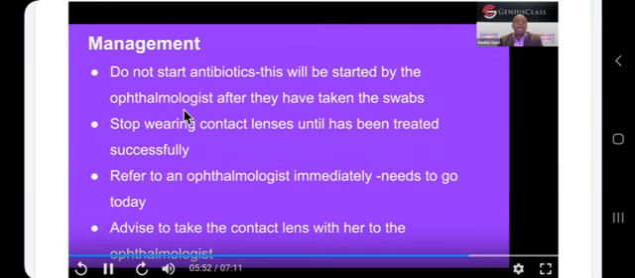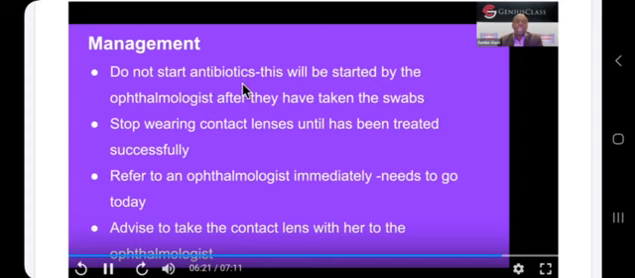Management. Now, we are an FY2 in a GP surgery. Do not start antibiotics in a GP surgery because there is an eye discharge. What you're going to explain is that you're going to refer to the ophthalmologist immediately. It needs to go now. Advise them to take the contact lenses with them when they go to the ophthalmologist, because the contact lenses will be sent to the lab to find the cause of the infection. And explain that they're also going to take some swabs.